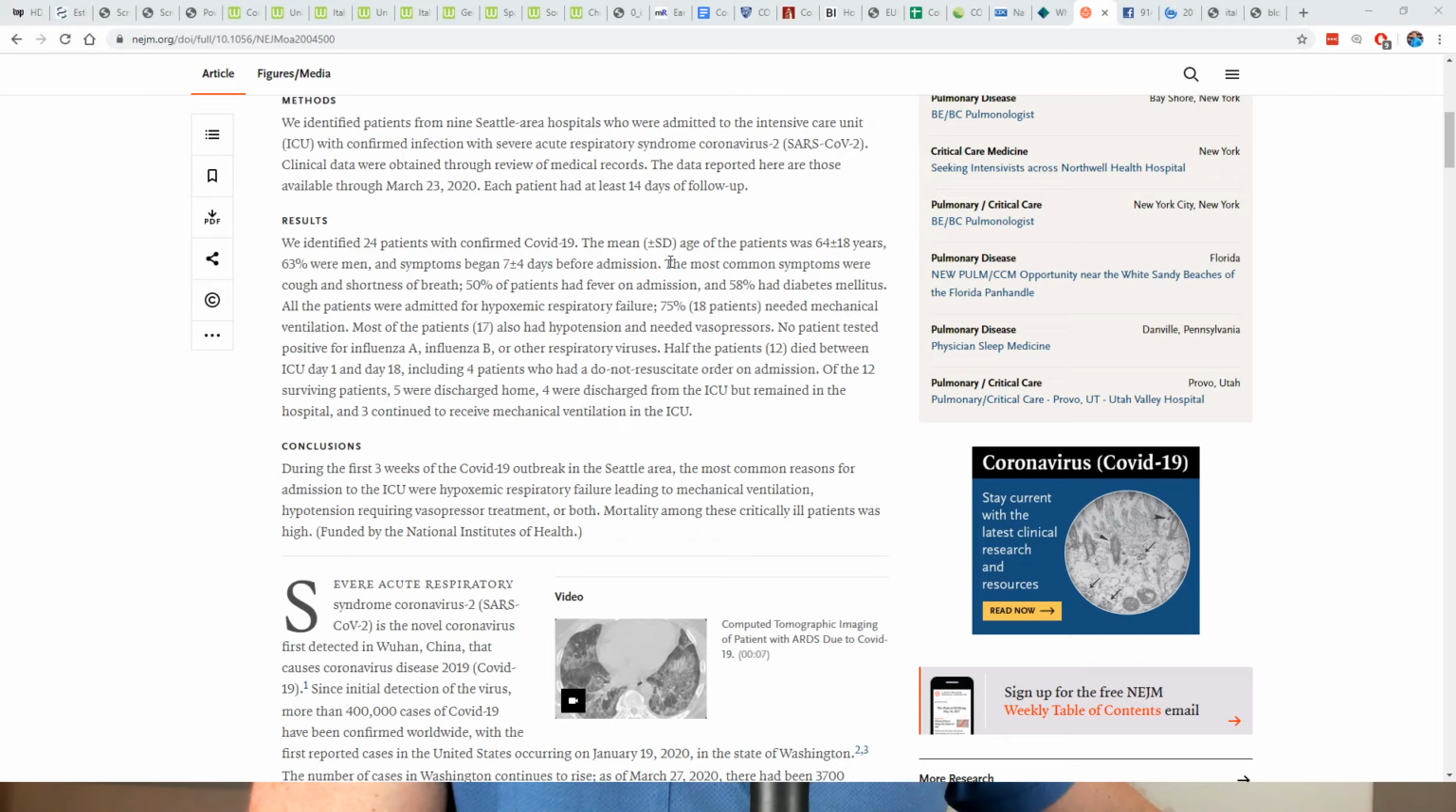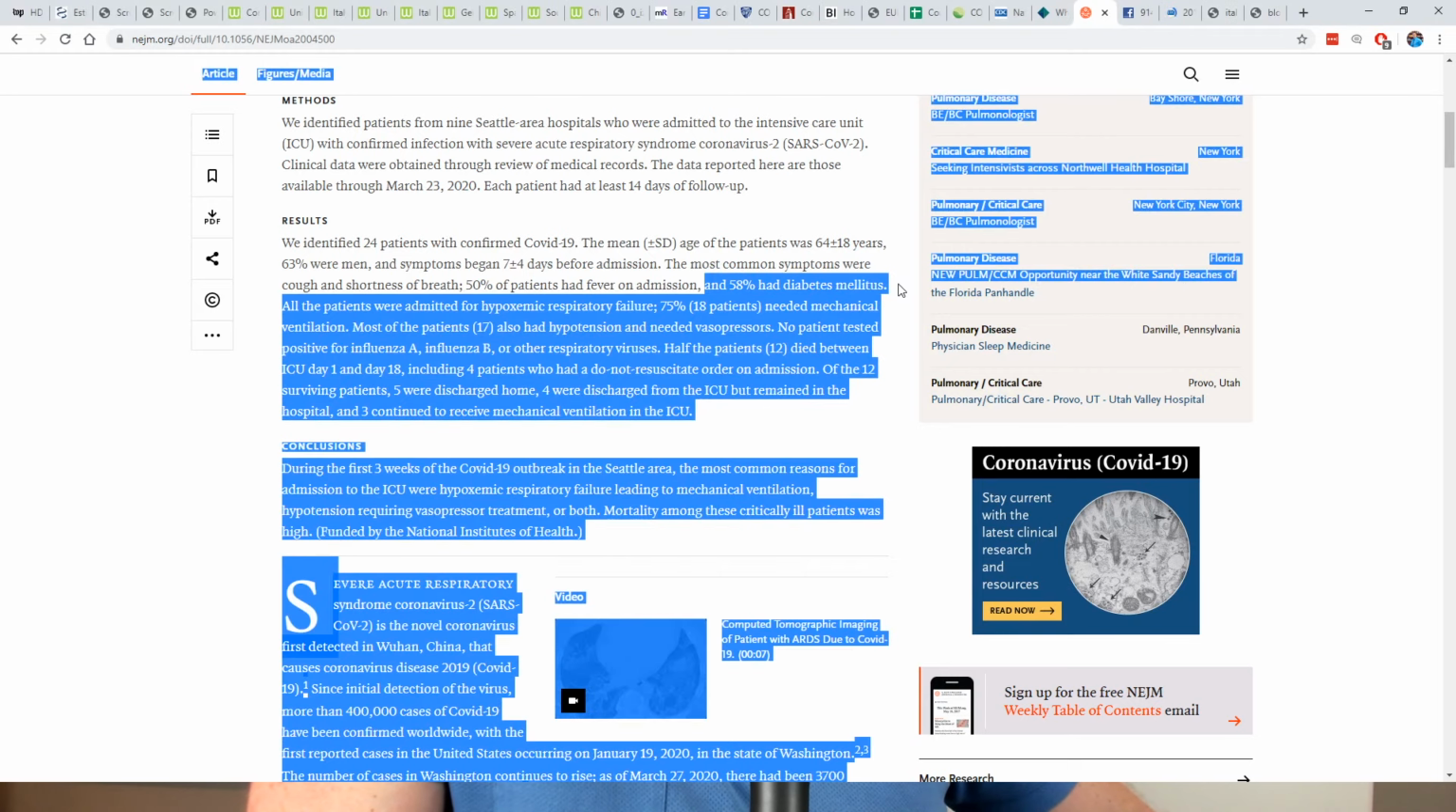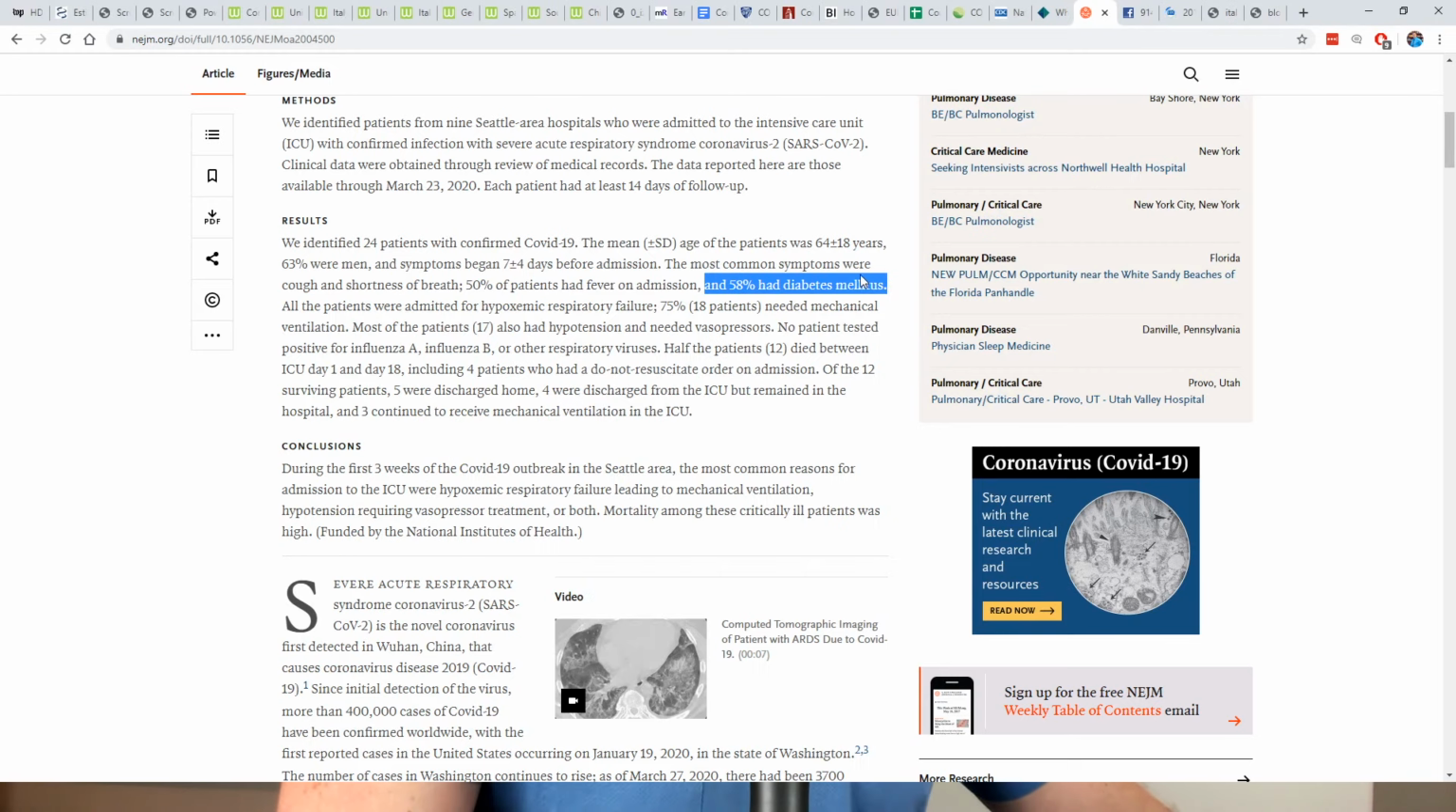One thing I wanted to highlight. The most common cause was cough, shortness of breath. Patients had a fever, admissions. 58% had diabetes mellitus. I've heard many other doctors who have family medicine or internal medicine practices tell me, Dr. J, over half of the patients that have this thing, they have pre-diabetes or diabetes. This is a big deal.